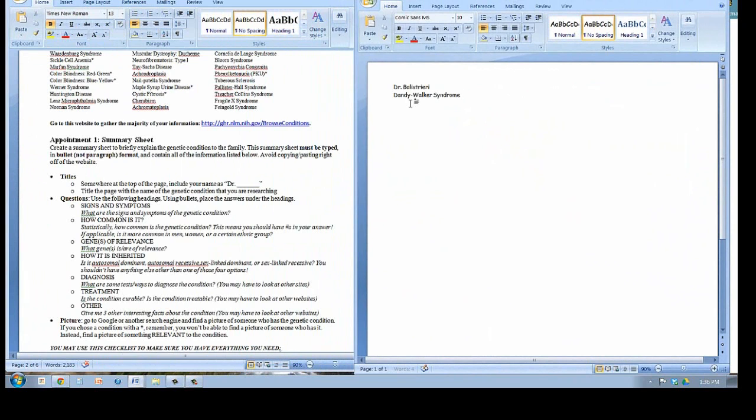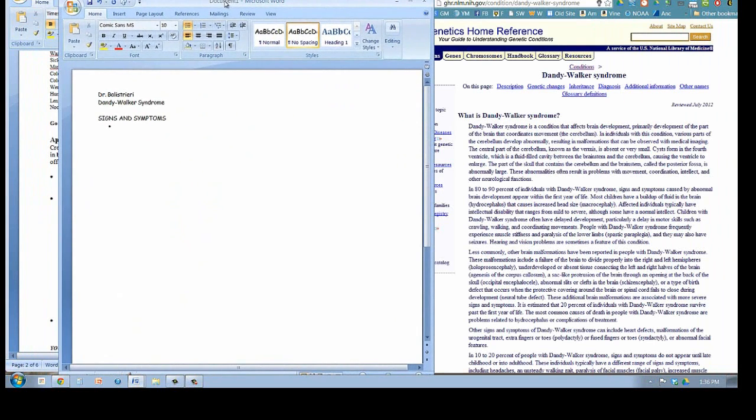You can change the font and do fancy things if you would like. I'm just keeping mine simple. Use the following headings. Use bullets and place your answers under the heading. So first I need signs and symptoms. I'm just going to bullet signs and symptoms, going back over to my sheet.